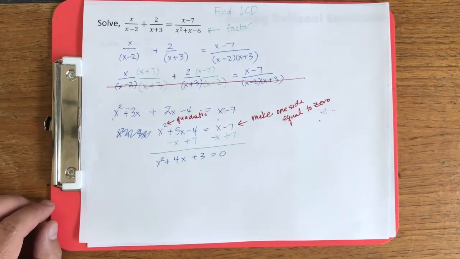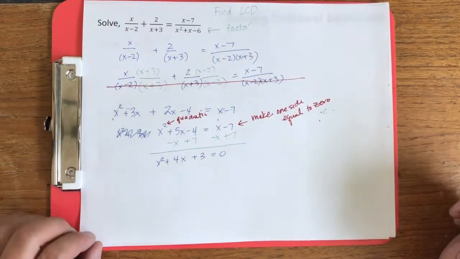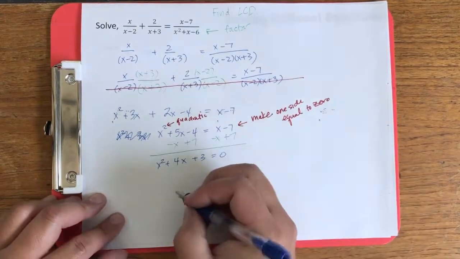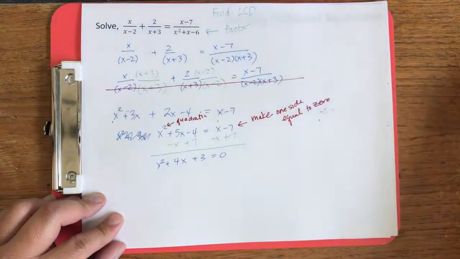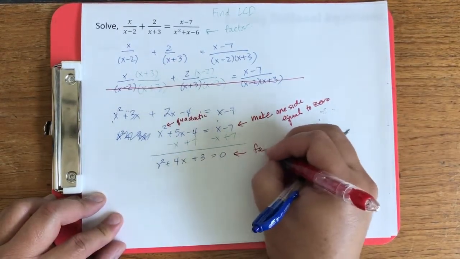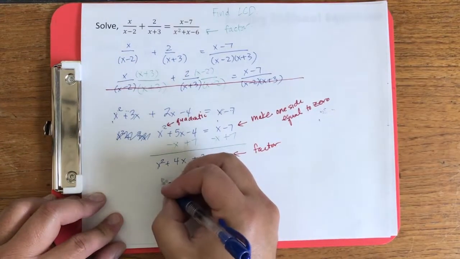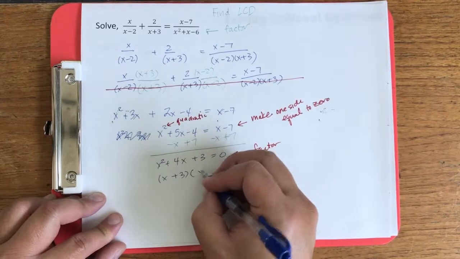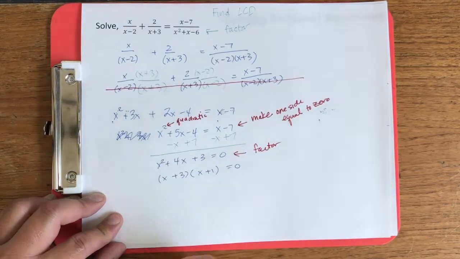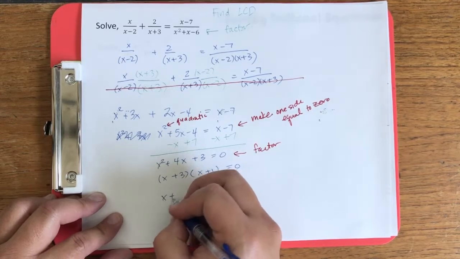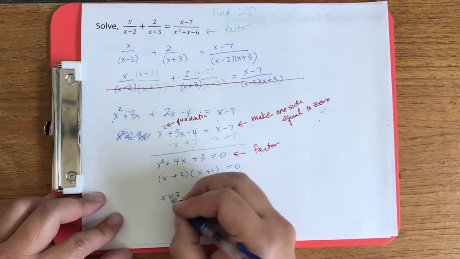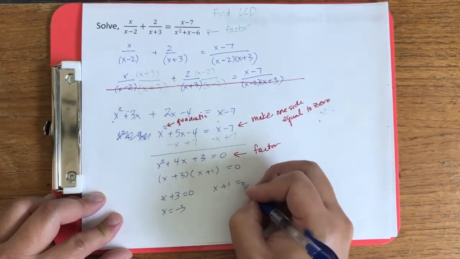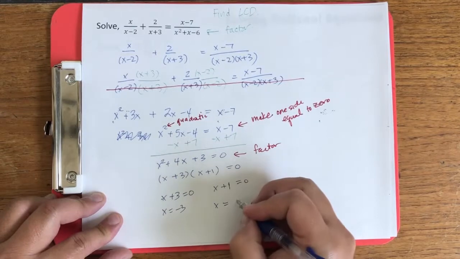So use whatever factoring technique you like. In my class, it would be X factoring, but again, every class has their own flavor depending on what your teacher likes. So when we factor this, this turns into x plus 3, x plus 1 is equal to 0. So our answer will be x plus 3 is equal to 0, x is equal to negative 3, and x plus 1 is equal to 0, and x is equal to negative 1.